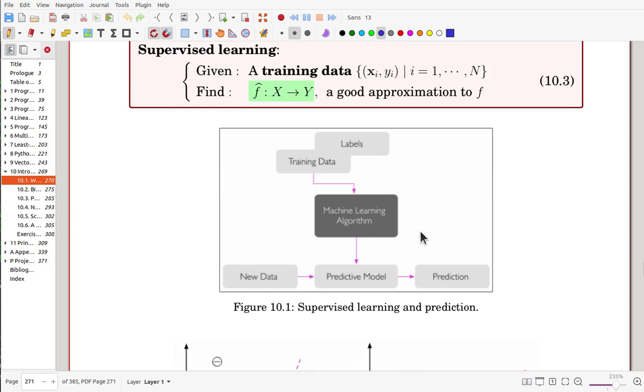Pictorially, we can explain supervised learning. Training data will be given with labels. By using this data set, the machine learning algorithm will make a model. Once new data points come in later, a prediction is made using that model. That is the pictorial interpretation of supervised learning.